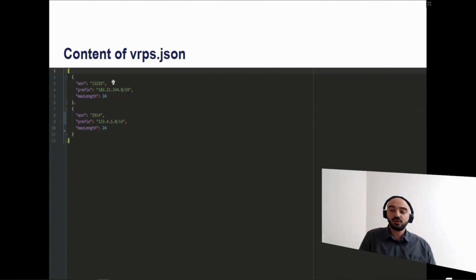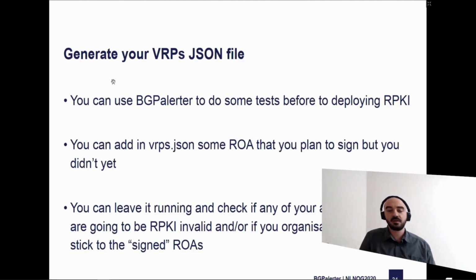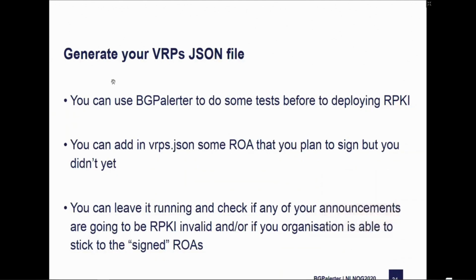And what you could do is to write here what you are planning to sign as ROAs without signing it yet, and leave the monitoring running for some time, maybe a month. That way BGP Alerter will let you know if you at some point start announcing something that contradicts such ROAs. But in particular, it's extremely useful to check if your organization is able to stick to the signed ROAs, to develop a policy to coordinate.